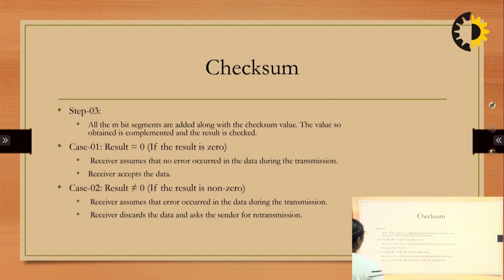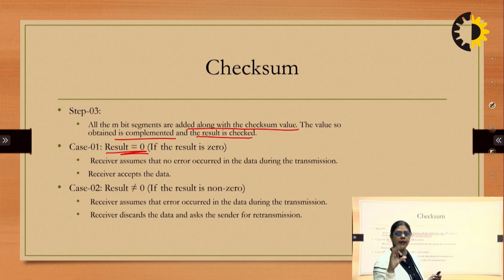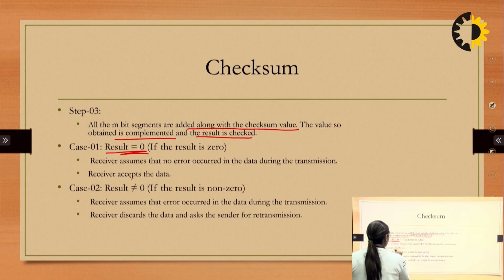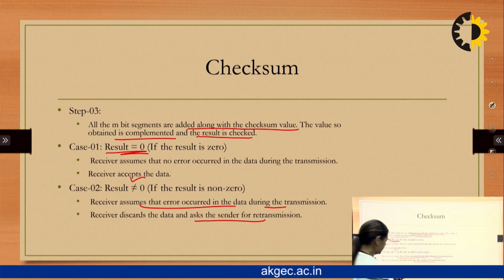Now, all the m segments are added along with the checksum, the value is obtained and complemented, and the result is checked. This is at the receiver side. If the result is 0 after taking the complement, that means the receiver is able to make out that there is no error in the data, right? And the receiver accepts that data. If the result is not 0, the receiver assumes that an error occurred during the transmission. The receiver will discard the data and ask the sender to retransmit it, right?